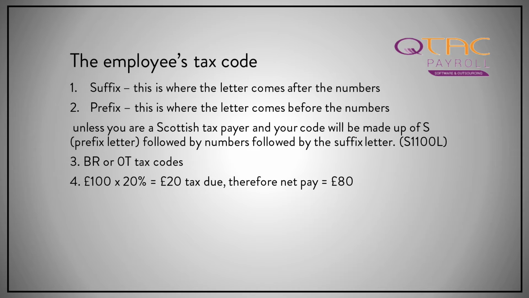There are a couple more tax codes you need to be aware of, which is BR and 0T. And both of those operate at 20% tax from every pound earned. So you've got no allowances whatsoever, even if you only earn £1.